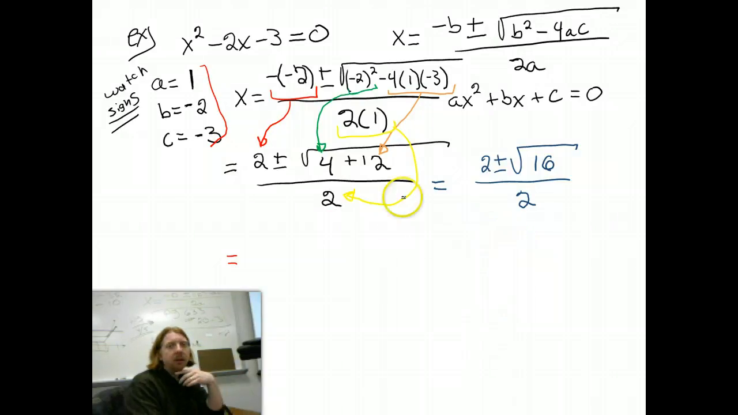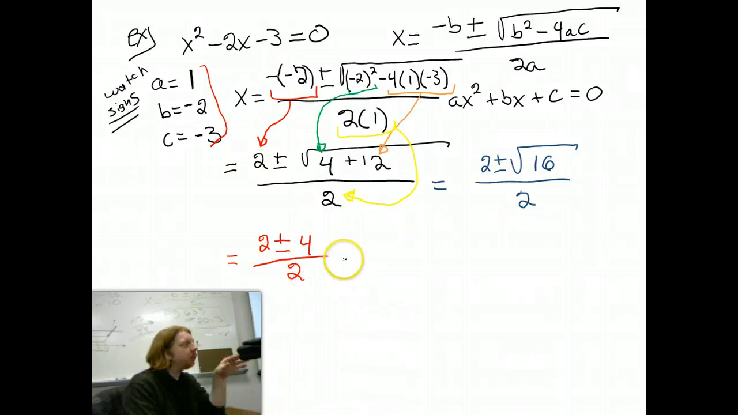And then each of these arrows shows how I got the number on this level. So negative times negative is positive. Negative 2 squared is 4. Negative 4, 1, negative 3 is 12. I haven't finished yet. Okay. Let's go ahead and finish it up, and we'll go back and look at step by step again. What's the square root of 16? 4. So now I've got this.